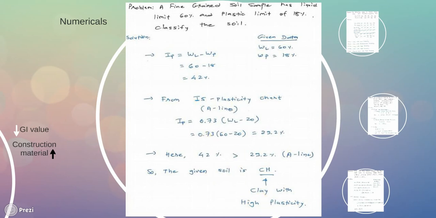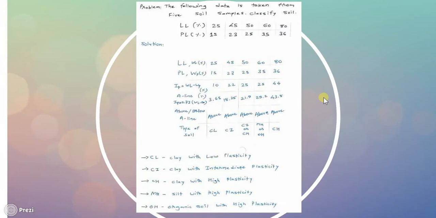Let us go to the next numerical. Problem 2. The following data is taken from 5 soil samples. Classify the soil. Here liquid limit and plastic limit are given. This is sample 1, sample 2, sample 3, sample 4 and sample 5. Let us calculate the A line IP value, check if it is above A line or below A line, and then define the type of soil.